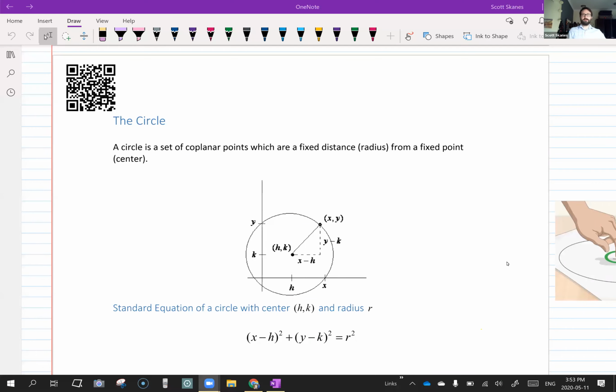Start the recording. Welcome everybody to class number 2 of conic sections, which is the circle and the ellipse. All right, let's do this.